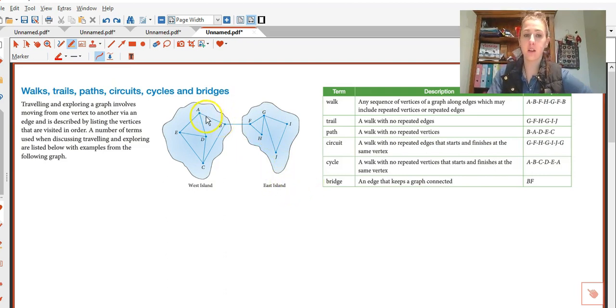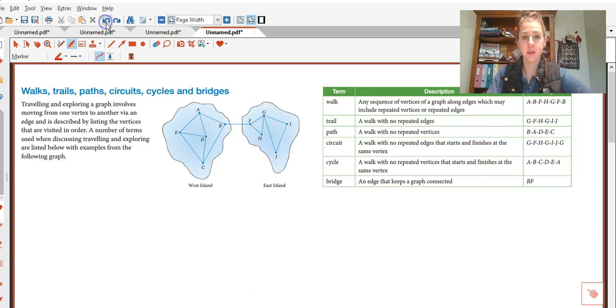So we're starting at G this time, and we're going G to F, to H, back to G again. So we're visiting the same vertex, but we're not going over the same edge. From G, we're moving out to I, and then I all the way down to J. So we've got repeated vertices in there, which is totally okay. Okay, so that's a trail.